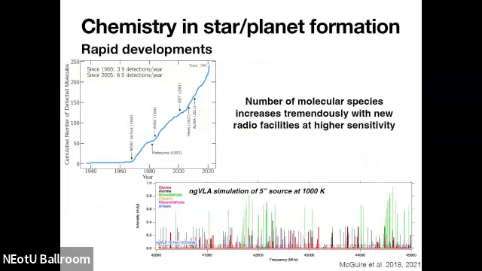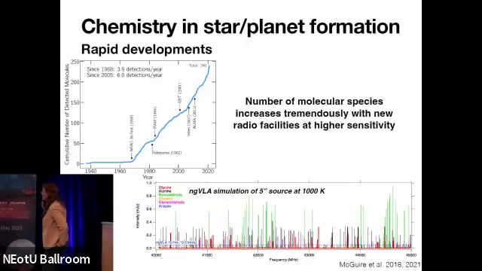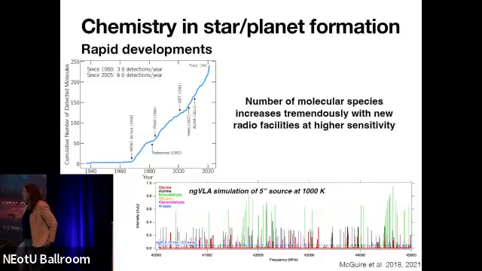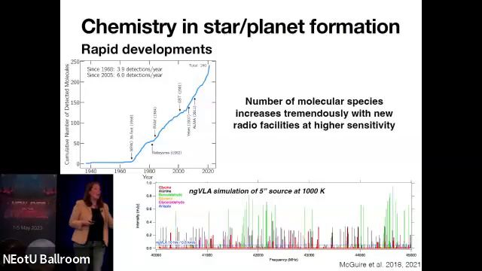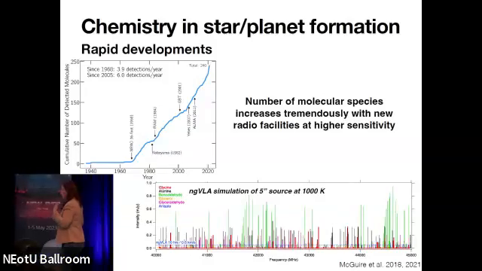So in the final few minutes, I want to focus a bit on chemistry in star and planet formation. Also in chemistry, we've seen very rapid developments over the last few decades. In this plot that was made by Brett McGuire, we see the number of detected molecules in the universe that has increased over the last few decades. We're up to several hundreds now. And the expectation is that with the ngVLA, we will be able to detect even more species and also more transitions of many of these systems.